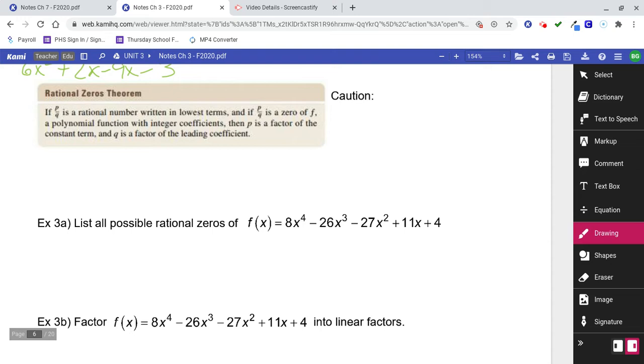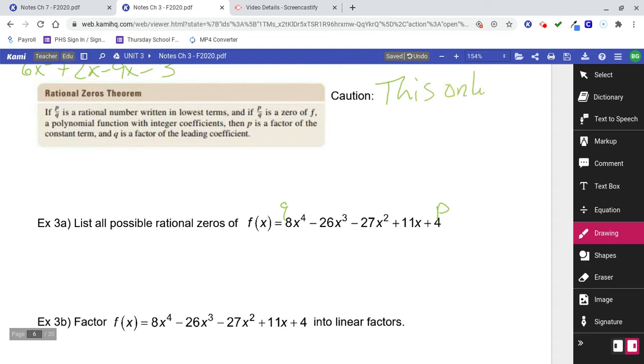It says p is a factor of the constant term. So they're talking about this last thing as p, the constant term, and q is a factor of the leading coefficient. So q is like that 8 right there, all right? So they're talking about the last term and the first term as the numbers that you would look at, okay? But I've got a caution.